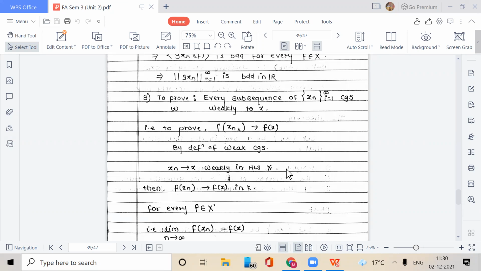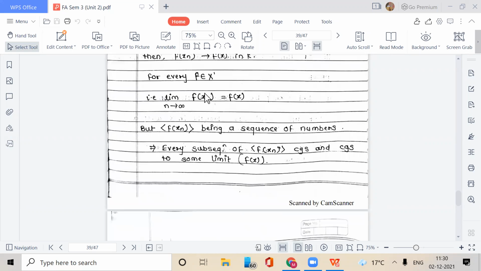x_n converges to x weakly in the normed space X, so f of x_n converges to f of x in K, for every f belongs to X'. Limit as n tends to infinity, f of x_n is equal to f of x. But f of x_n being a sequence of numbers, the image of x_n under f will belong to the scalar field, because f is a functional. And so the sequence f of x_n is a sequence of scalars, and the scalar field is R or C, and it is complete.